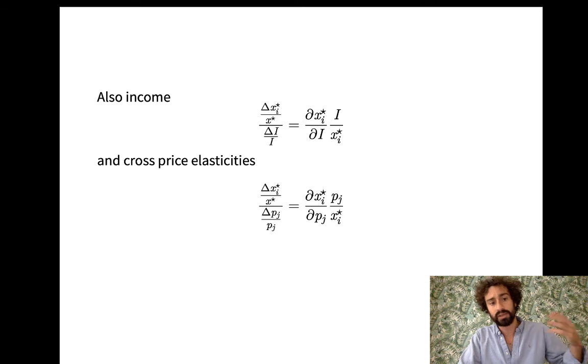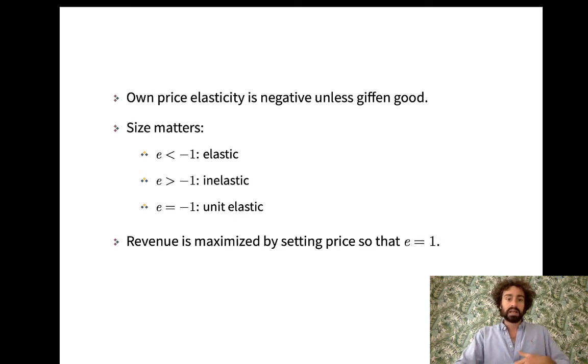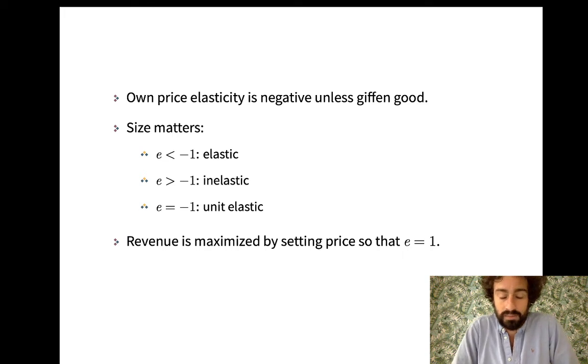We could talk about also the income elasticities or cross-price elasticities, where we look at the change in the demand for i with respect to a change in price j. These are the same idea. We're just trying to get rid of these units. Own price elasticity is always negative unless you have a Giffen good. So if you're increasing the price, then you're always decreasing the amount demanded unless you have a Giffen good.